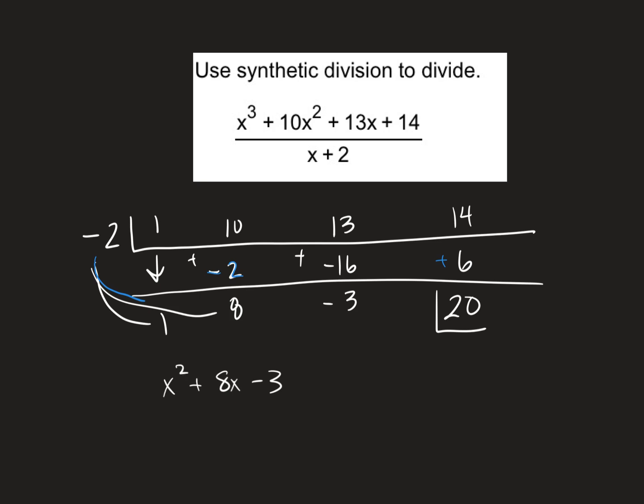Now when I write my remainder, I'm going to write plus 20 over x plus 2. So whatever I'm dividing by goes as my denominator. Okay, so if I divide and I get a remainder of 0, then this is a factor.